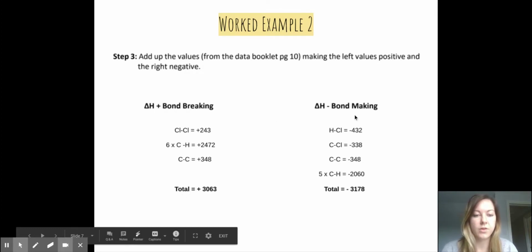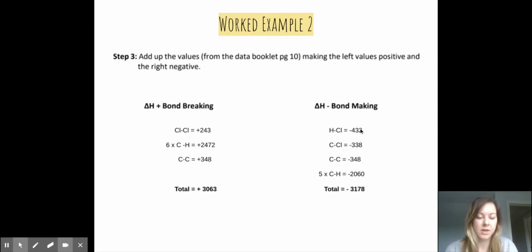If we go to our other side, I've done the exact same thing. The only difference is this time each number has a negative. So an HCl bond is 432. If it's on the bond making side, then it's negative 432.